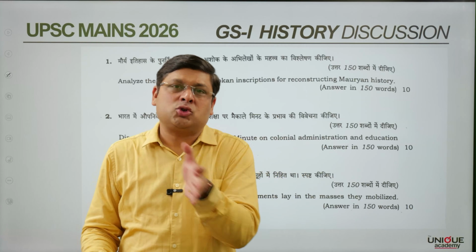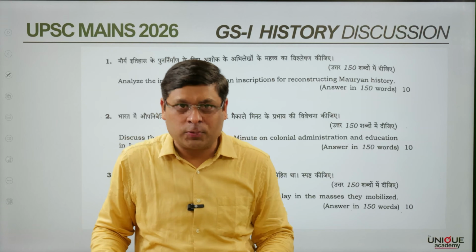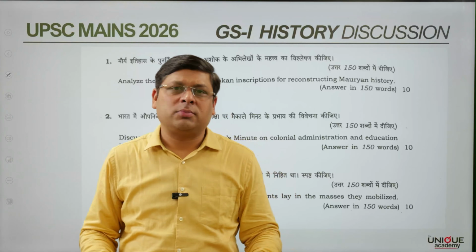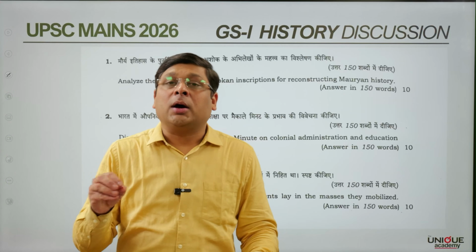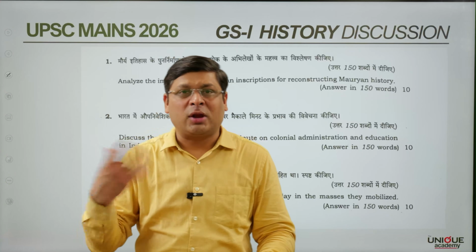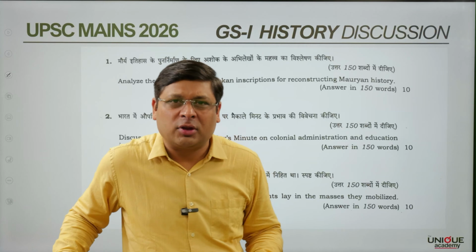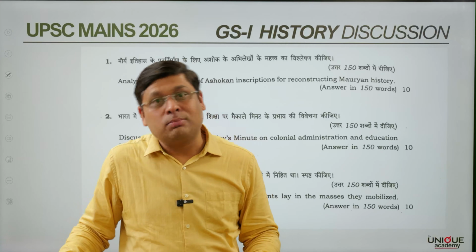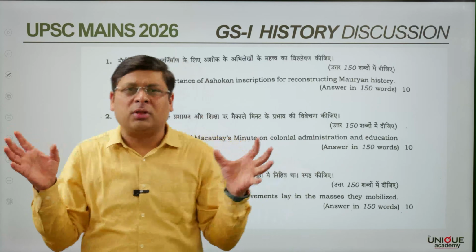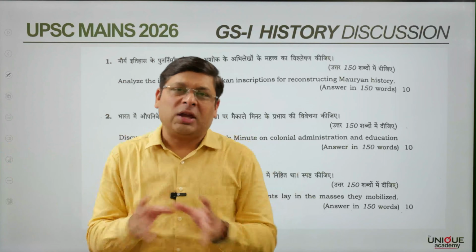Kam Ashok, Chanda Ashok, and Dhamma Ashok. Kam Ashok, the one who was immersed in pleasures. Chanda Ashok, who became quite cruel while becoming king, killed 99 brothers, which is quite an exaggerated kind of figure. And then Dhamma Ashok. Suddenly he came in contact with the Buddhist Dhamma and everything changed.